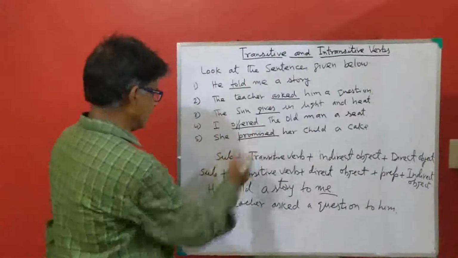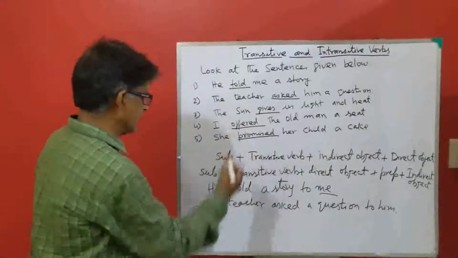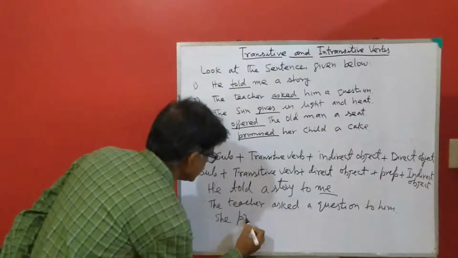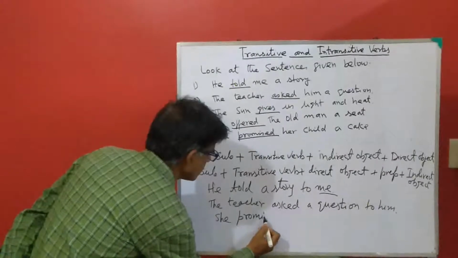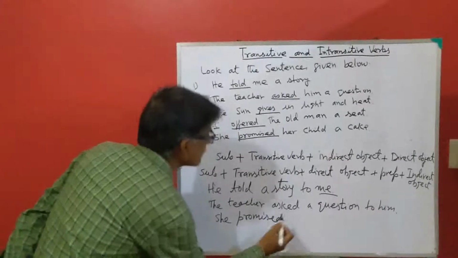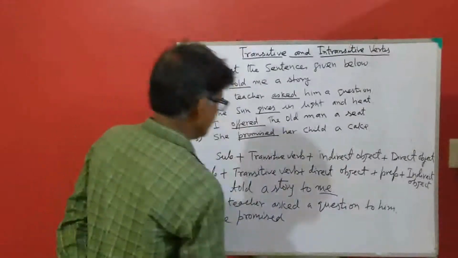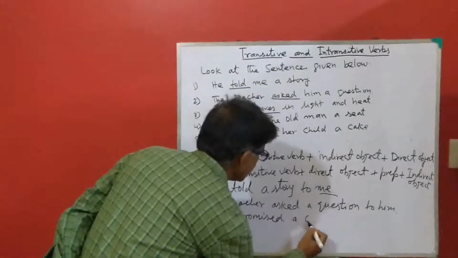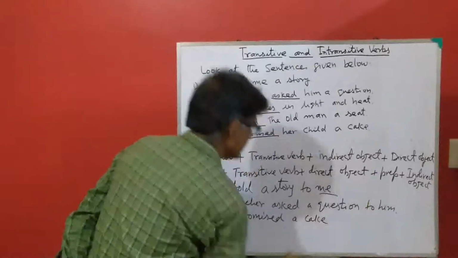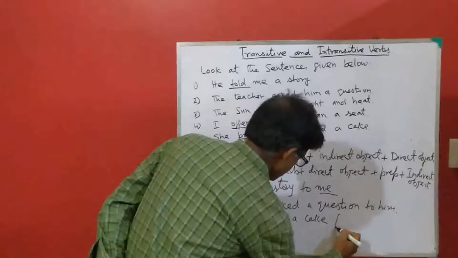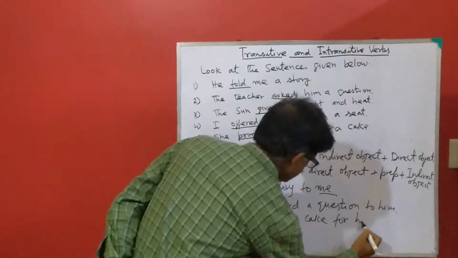Similarly, you can write, for example, sentence number 5. She promised a cake. She promised a cake for her child.